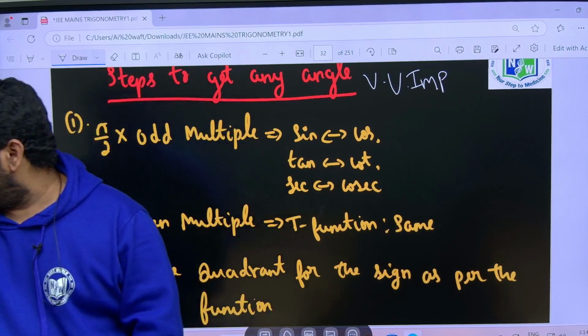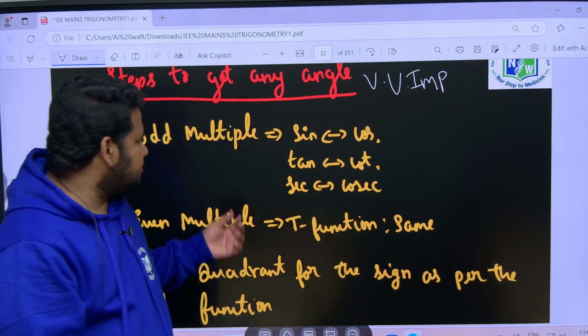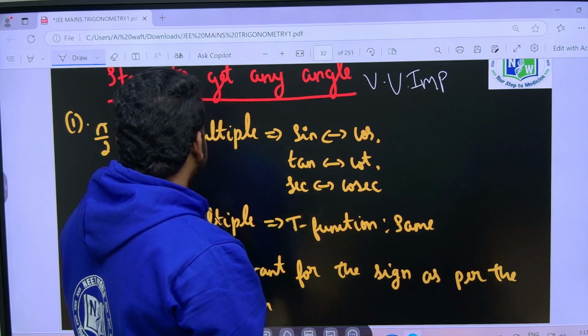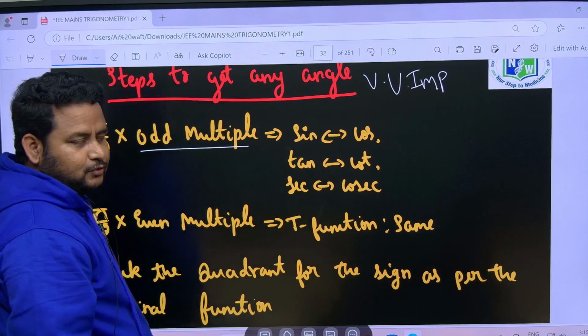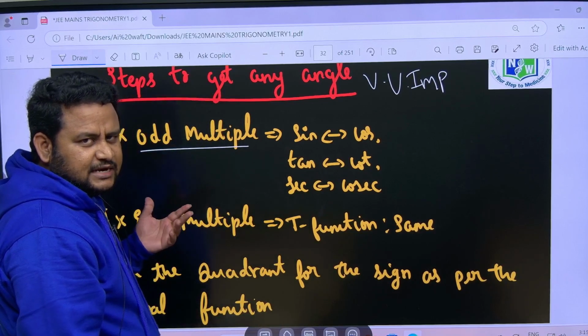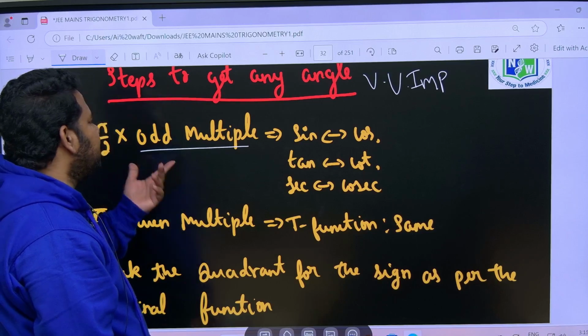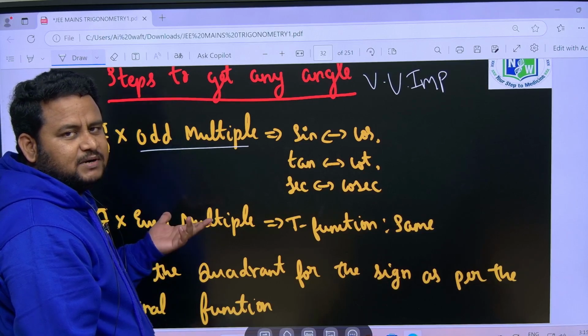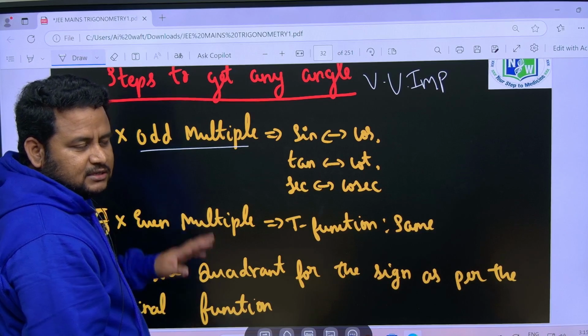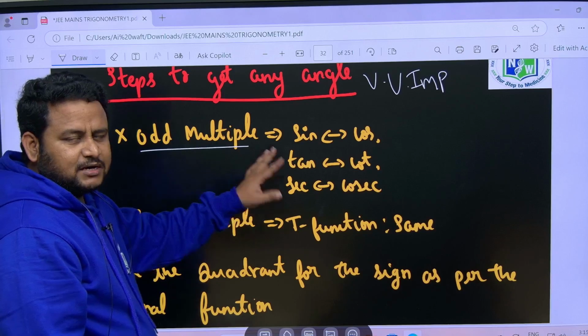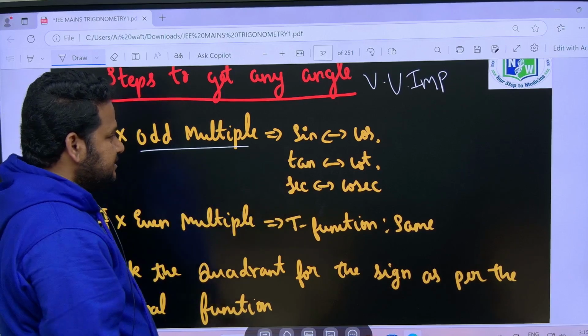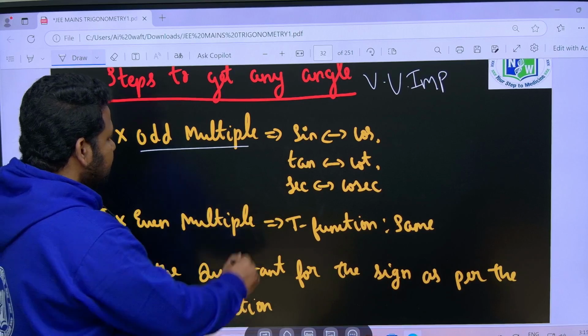Right? So we are talking about steps to get any angle. Suppose we are talking in terms of pi by 2. That is 90 degrees. Pi by 2 into an odd multiple means sine will become cos, cos will become sine, tan will become cot, and secant will become cosecant. This you have to remember. It will change.